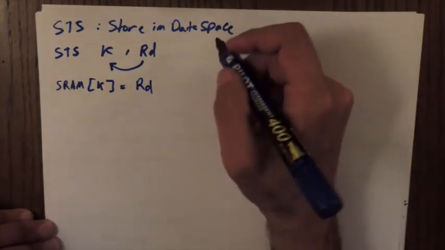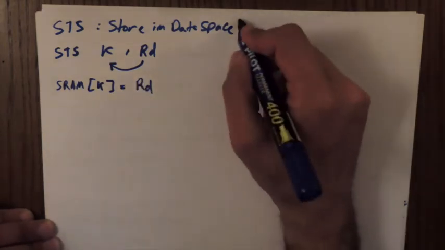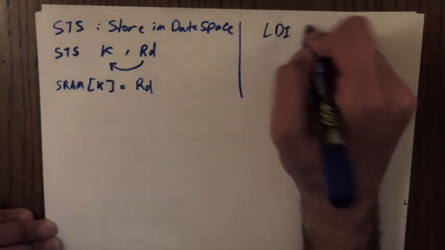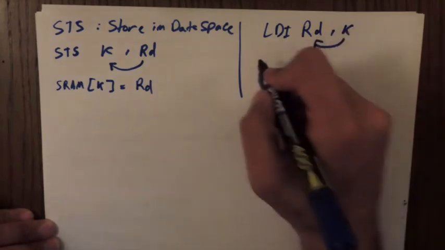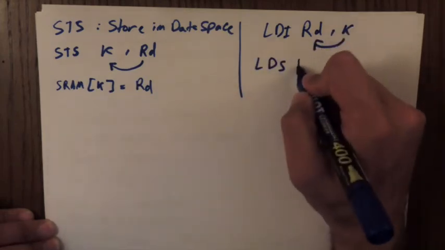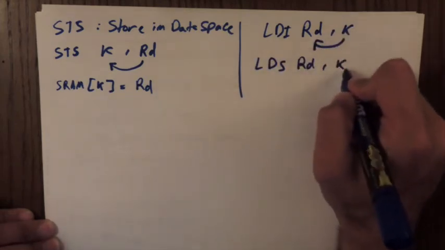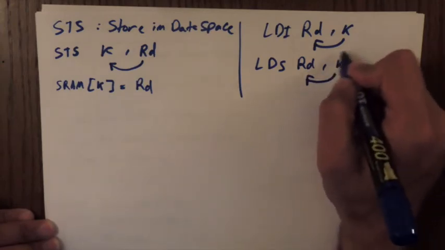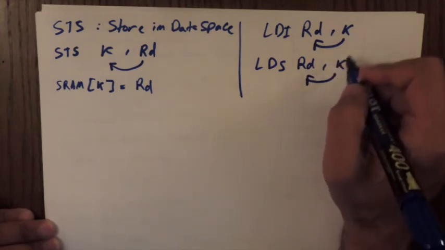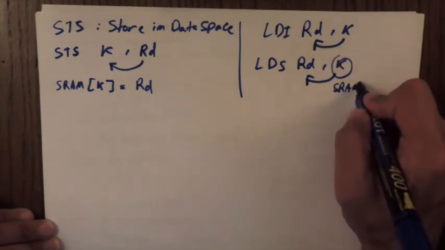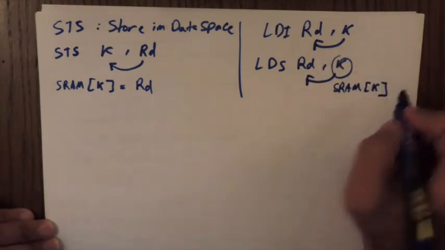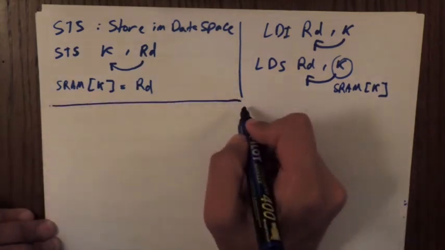So same with LDI and LDS. If I take LDI RD comma K, we see that the K is going here, and LDS RD comma K, also the value that's in K is going into RD. Well, here we mean by this the SRAM of K.